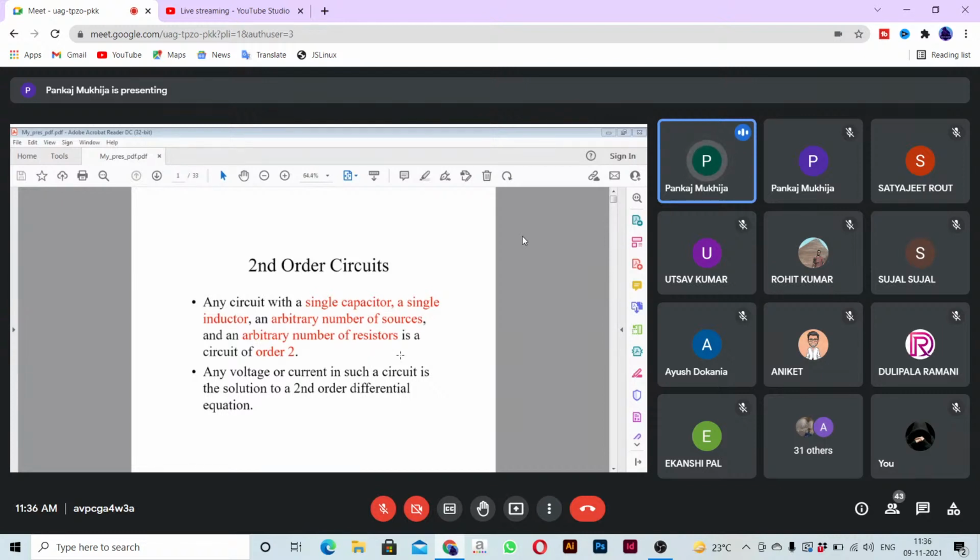For first order, you work with a first order differential equation. Now you will be working with a second order differential equation. So if you recall, for first order circuits, how many initial conditions did we use? How many initial conditions were required for solving a first order circuit?